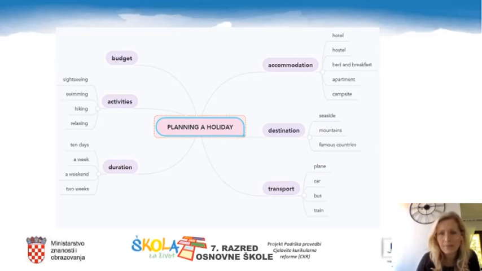Let's read some examples. I have put accommodation ideas here. Am I going to stay at a hotel, at a bed and breakfast, or at an apartment? Where am I going to go? Am I going to the seaside, to the mountains, or to a famous country? How am I going to get there? By plane, by bus, or maybe by car? How long am I going to stay there? 10 days, a week, 2 weeks, or maybe just a weekend? And what am I going to do? Should I go sightseeing, swimming, hiking, or am I just going to be relaxing?